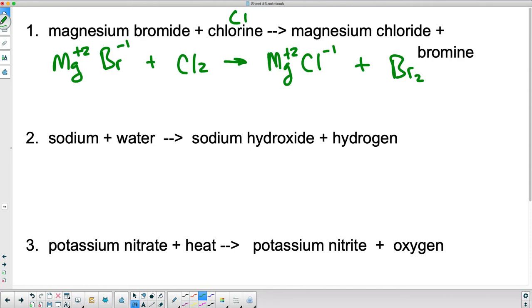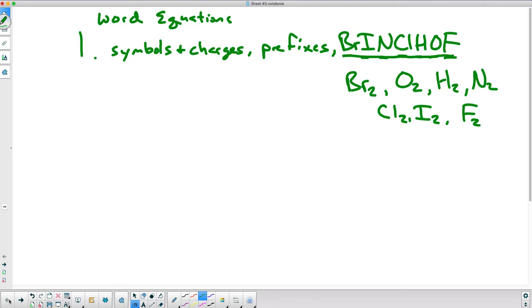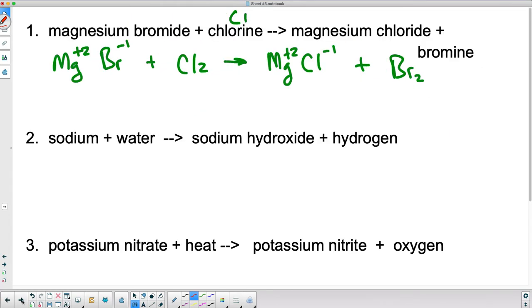Now, what's my second step? My second step is crisscross. For all of those things that are not prefix or Brinkelhoff, now I have to go back through and crisscross. So I got a +2 and a -1, which means once I get rid of these charges that I get a 1 and a 2. So my 2 comes down to give me MgBr2. You should have seen this before. This should not be a surprise. Just a review. So I got a 2 and a -1, which means MgCl2, like that.